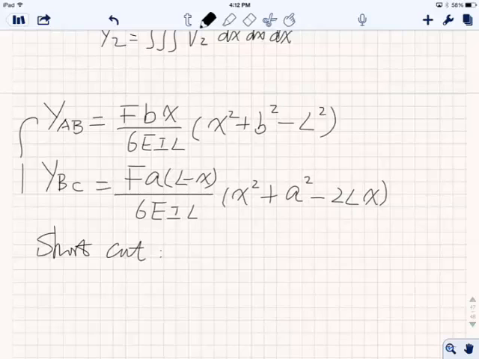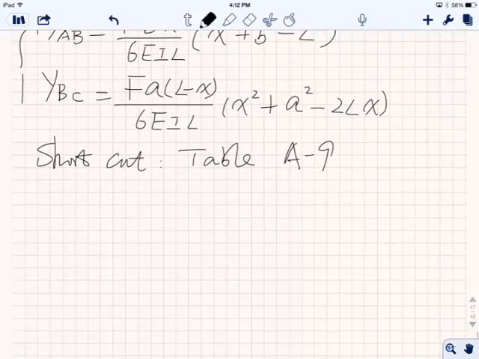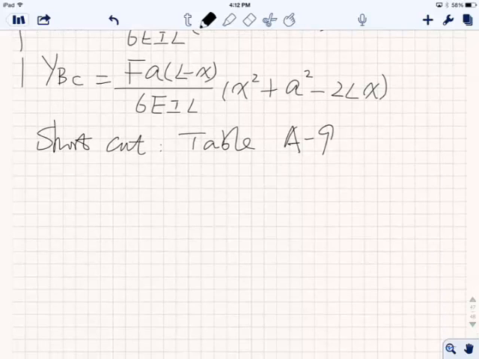Anyways, the shortcut of this is in table appendix A9. You can find it, all right? Or another way you can do is you're supposed to write this in your cheat sheet, because all these equations are important, all right? Okay, so good. We still have about 8 minutes.